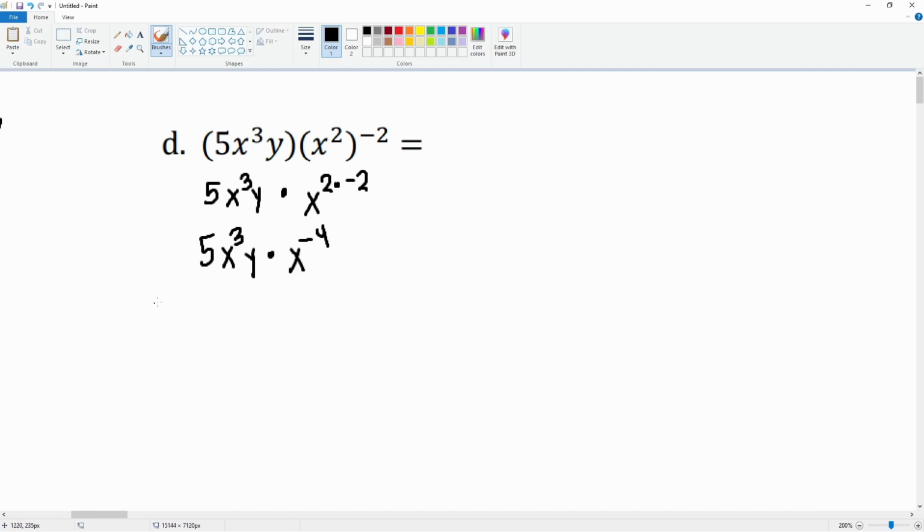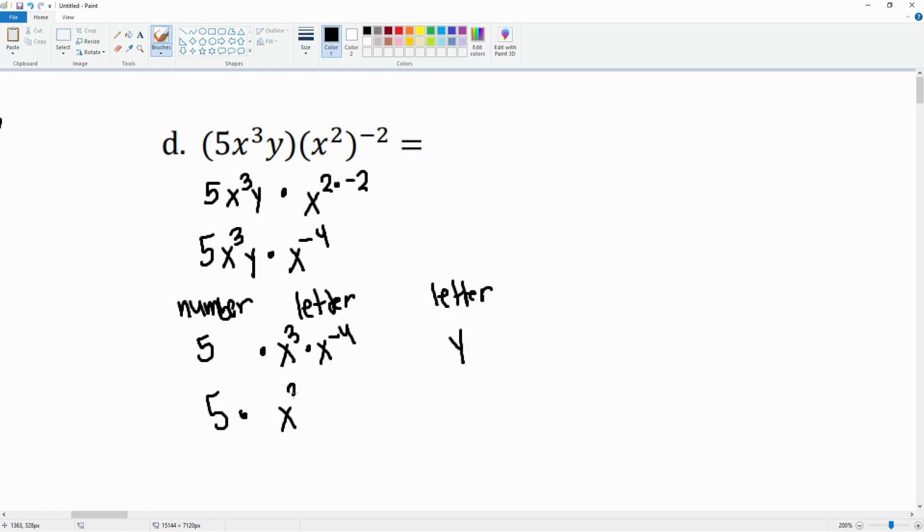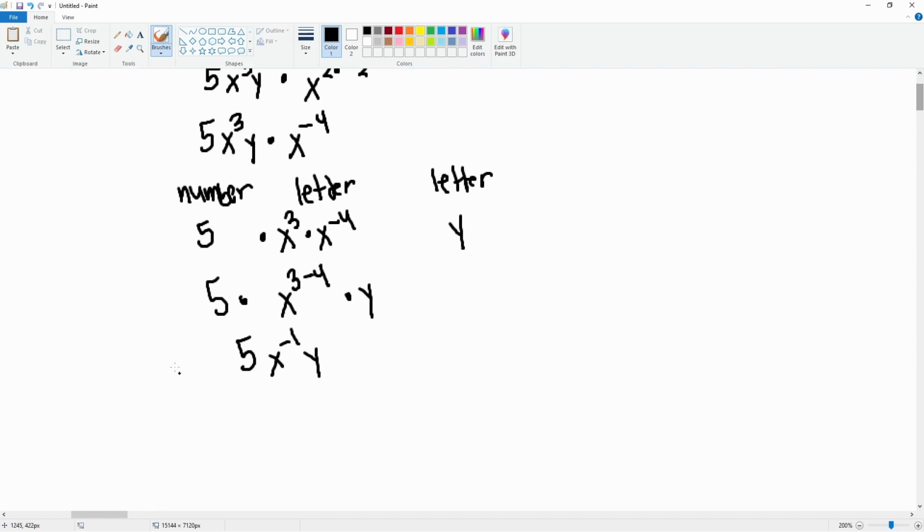Next, here we will split it up with the letters. With the numbers first, which is the 5. Then we have the letter x: x to the 3rd times x to the negative 4. Then we have the other letter, which is the y. So 5 times, here we add the exponents, 3 plus negative 4, times y. This becomes 5 times x to the negative 1 times y.